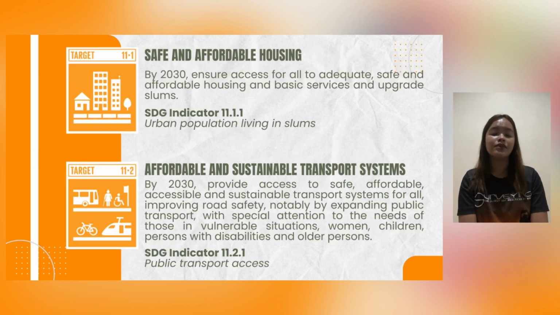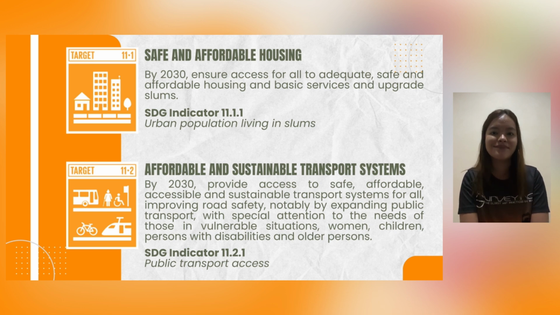Now let's tackle Target 11.1, which emphasizes ensuring access to safe and affordable housing for all. This includes addressing homelessness and improving housing conditions, especially for marginalized groups. The indicator for this target focuses on the proportion of urban population living in slums, highlighting the need for inclusive urban policies.